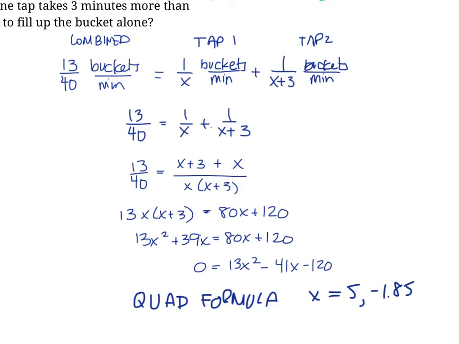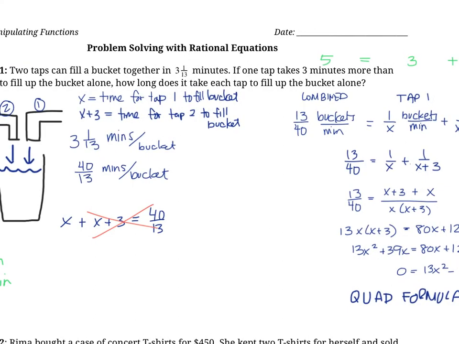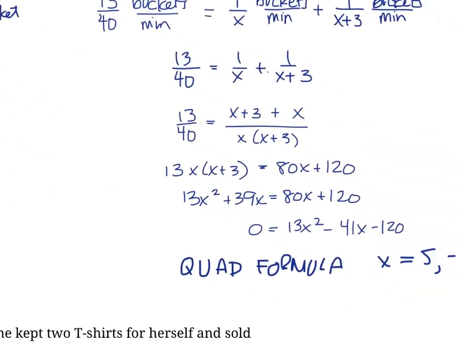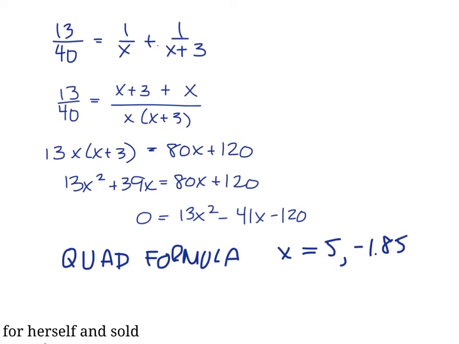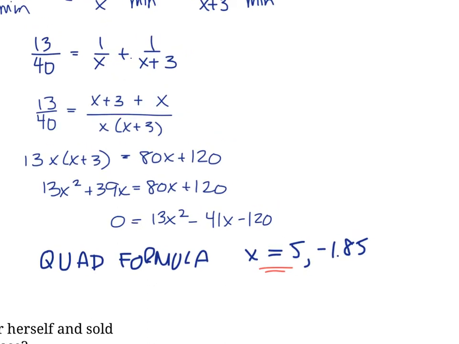So is it possible that x equals, remember, what does x stand for, first of all? Well, if we go back to our question, we said x is the time for tap 1 to fill the bucket, right? So does it make sense that x equals 5? That does make sense, right? It'd take 5 minutes to fill the bucket. Does it make sense for x to equal negative 1.85? Not really, right? It doesn't take negative time to fill the bucket, so we would call that extraneous, right? We don't need to worry about the negative 1.85.